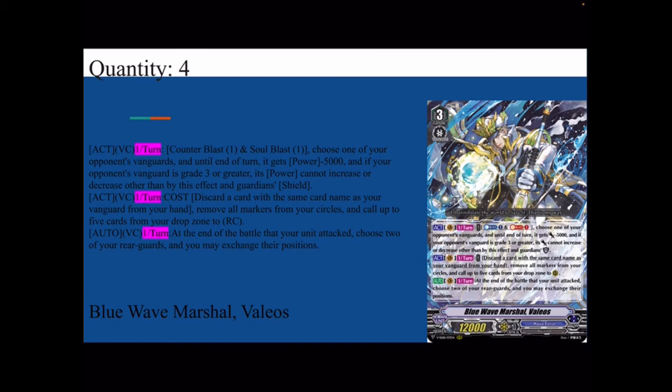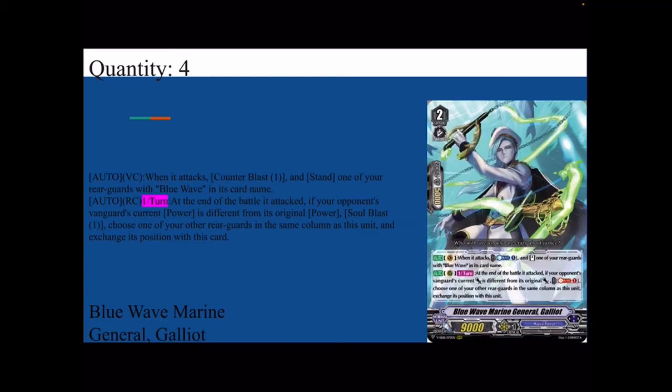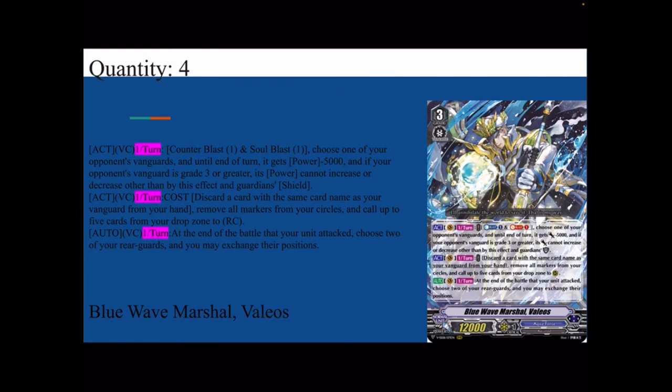So really helpful. And finally, its last skill, the only auto on it and a Vanguard skill. At the end of the battle that your unit attacked, choose 2 of your rear guards and you may exchange their positions. Yes, all of these are once per turn, so it's kind of bad that you can't call more. Like, say you messed up on the second skill, or you can't minus more, but then again, that'd be kind of broken. And you can only exchange once, but at the same time, that would also be kind of broken. And you also have this thing that can exchange, so technically it's not that bad. And all of your things that can restand. So, all around, he's really helpful.